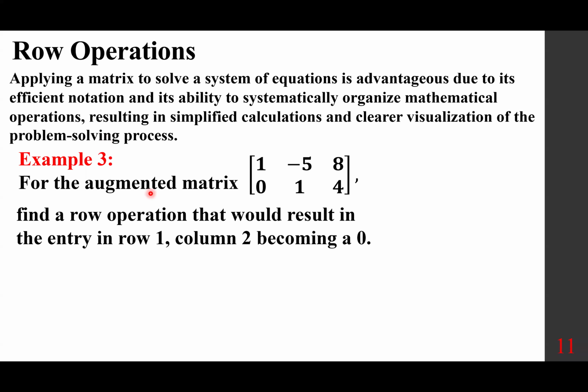Example 3. For this augmented matrix 1, -5, 8, 0, 1, 4, find a row operation that would result in the entry in row 1, column 2 becoming a 0. That means you want this one to change to 0.